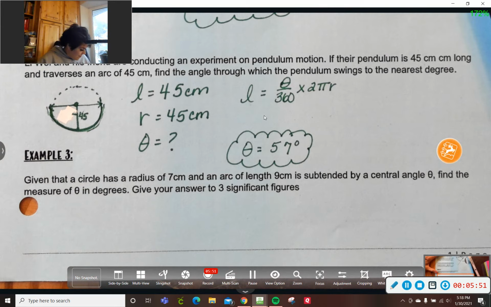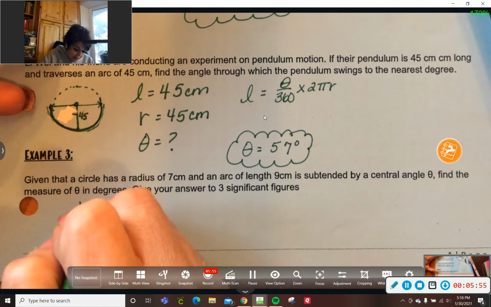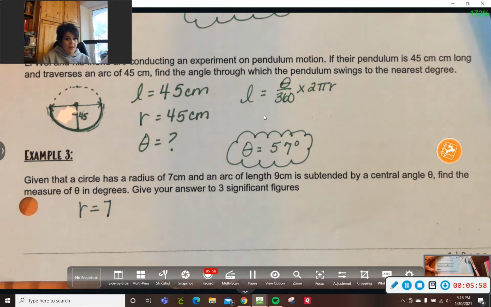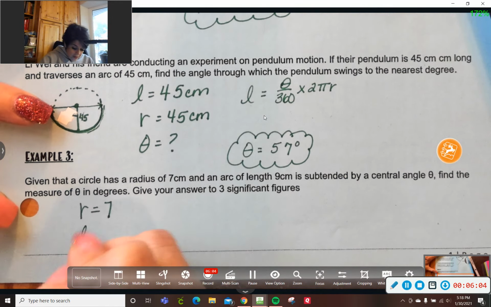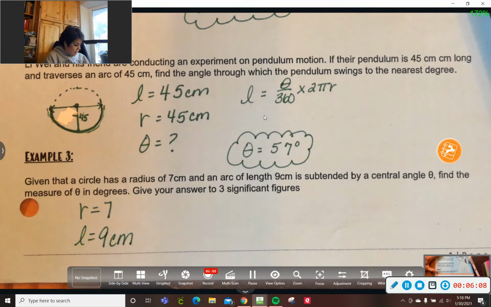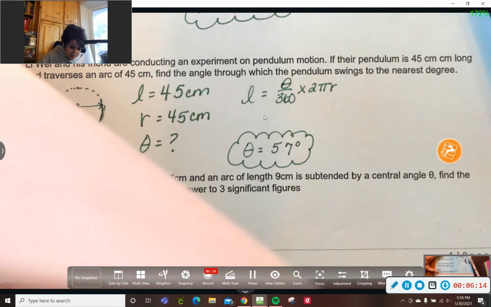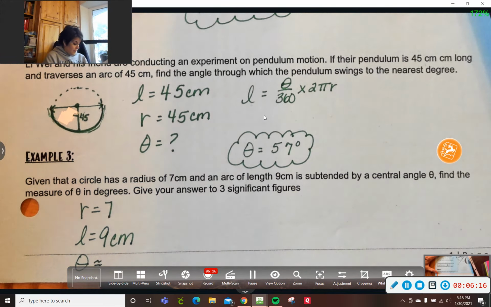Okay, here we go. Given that the circle has a radius of 7, so I'm going to jump ahead. I shouldn't do that, y'all, but I am. The radius is 7, and the arc of length 9 centimeters. So the arc is, again, 9 centimeters, is subtended to the central angle theta, so I don't know theta. Find the measure of theta in degrees on the angle for which the pendulum swings.